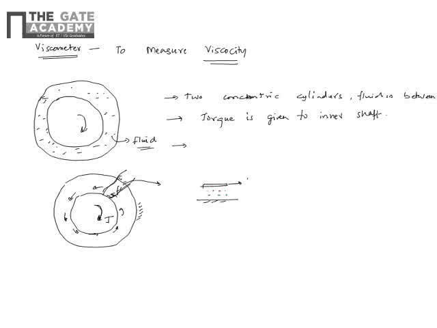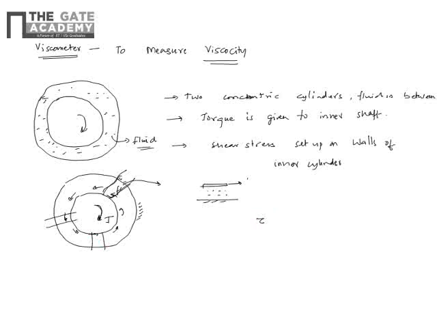The shear stress set up on the walls of the inner cylinder is basically like your two plates. This is uniform everywhere. Wherever I take, the same amount of shear stress is set up.